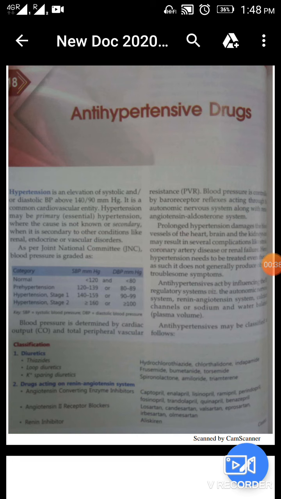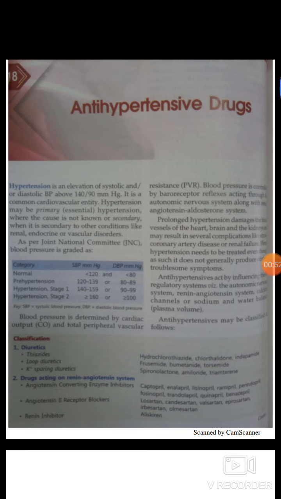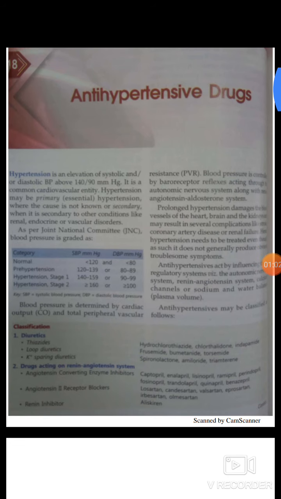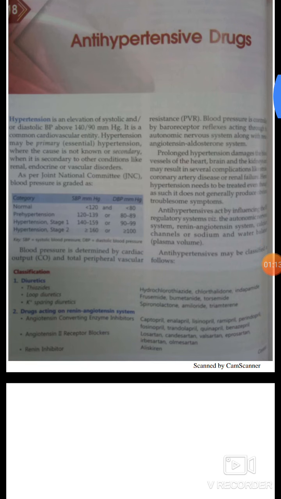The normal blood pressure is 120 by 80, but if the blood pressure is above 140 by 90, then this condition is generally called hypertension, right? There are mainly two types of hypertension. Hypertension is classified into two types, primary and secondary. In primary hypertension, we don't know the cause of that hypertension, right? And in secondary hypertension, the causes are known. It is generally either renal, endocrine, or any vascular disorders.